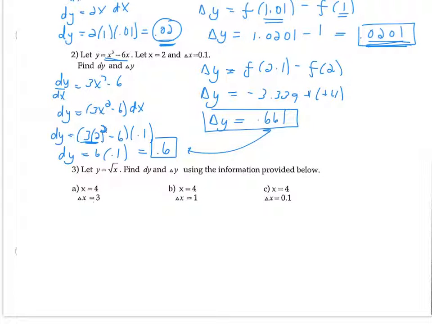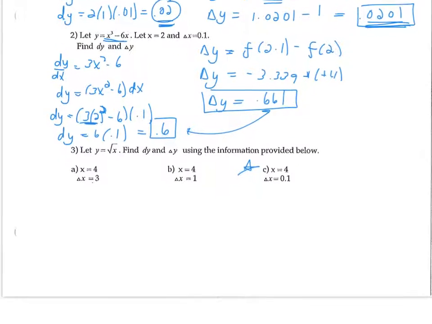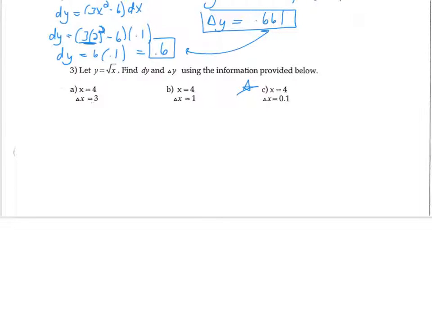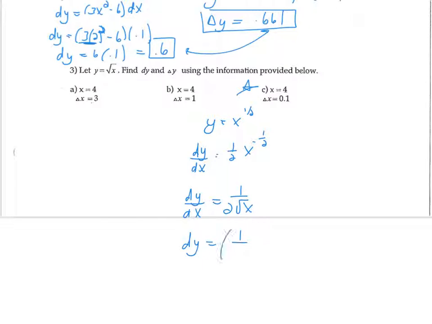Right, in our third example, we're just going to do part C. Right now it says, let y equal the square root of x, find dy and delta y using the information provided below. So if y equals the square root of x, you can rewrite it as y equals x to the 1/2. So that first derivative, dy over dx, would be equal to 1/2 times x to the negative 1/2, which could be rewritten then as dy over dx equals 1 over 2 square root of x. And dy then, our differential, would be 1 over 2 square root of x dx.